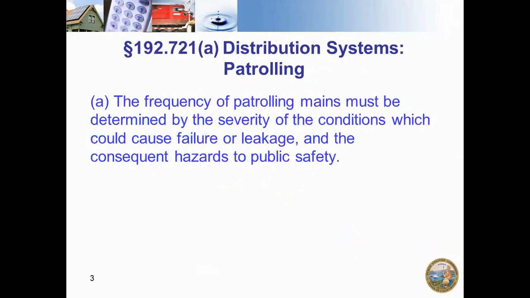So 192.721(a) states that the frequency of patrolling mains must be determined by the severity of the conditions which could cause failure or leakage and the consequent hazards to public safety. So you need to think about your individual systems and what issues you could see happening and use that to inform the frequency of your patrols.